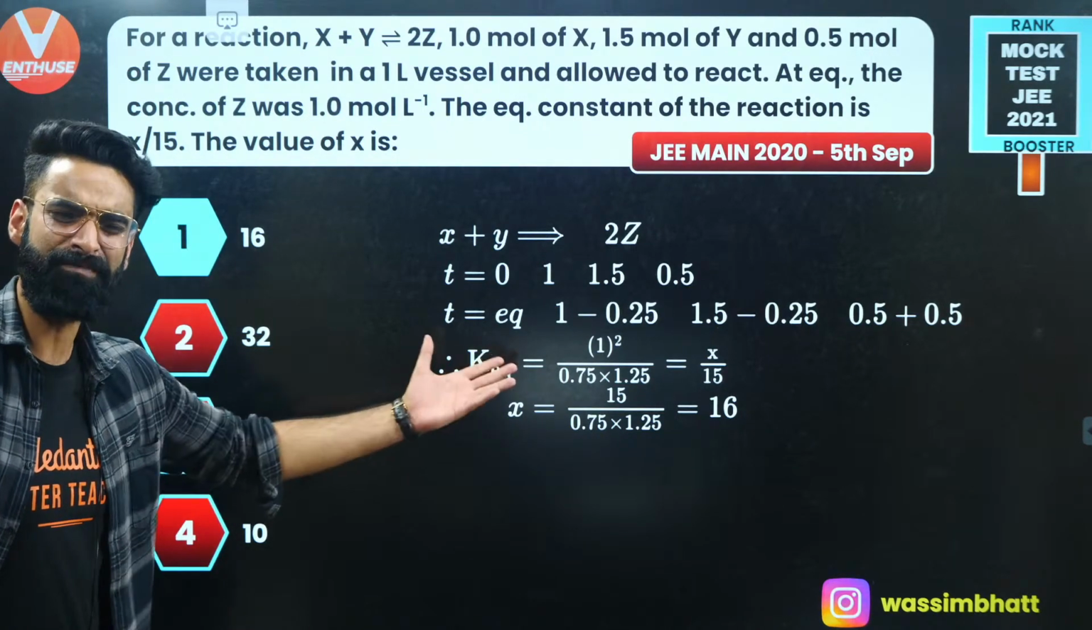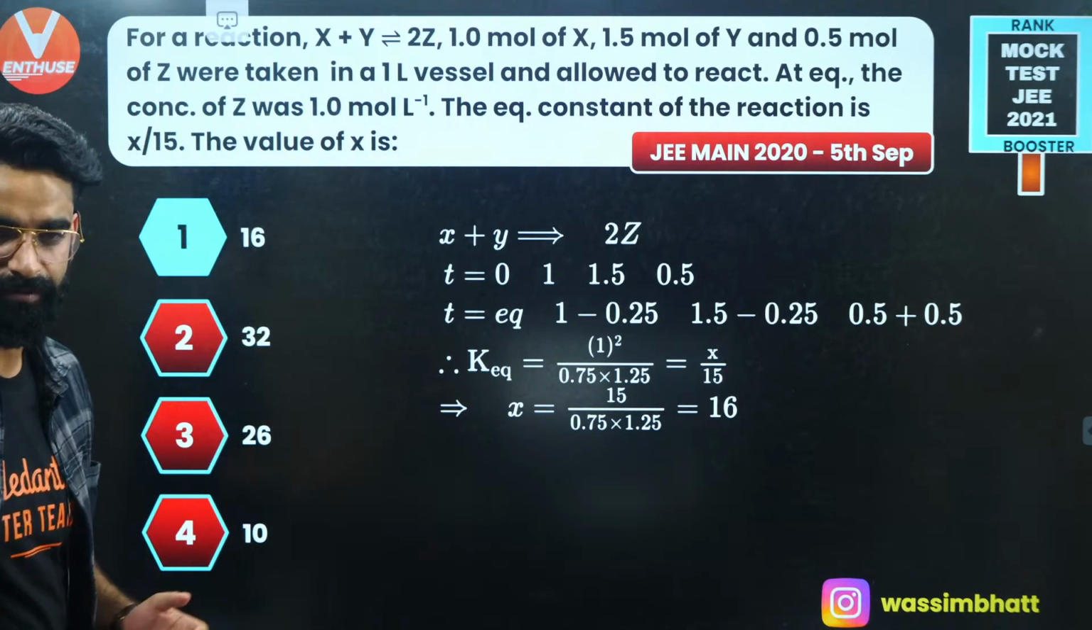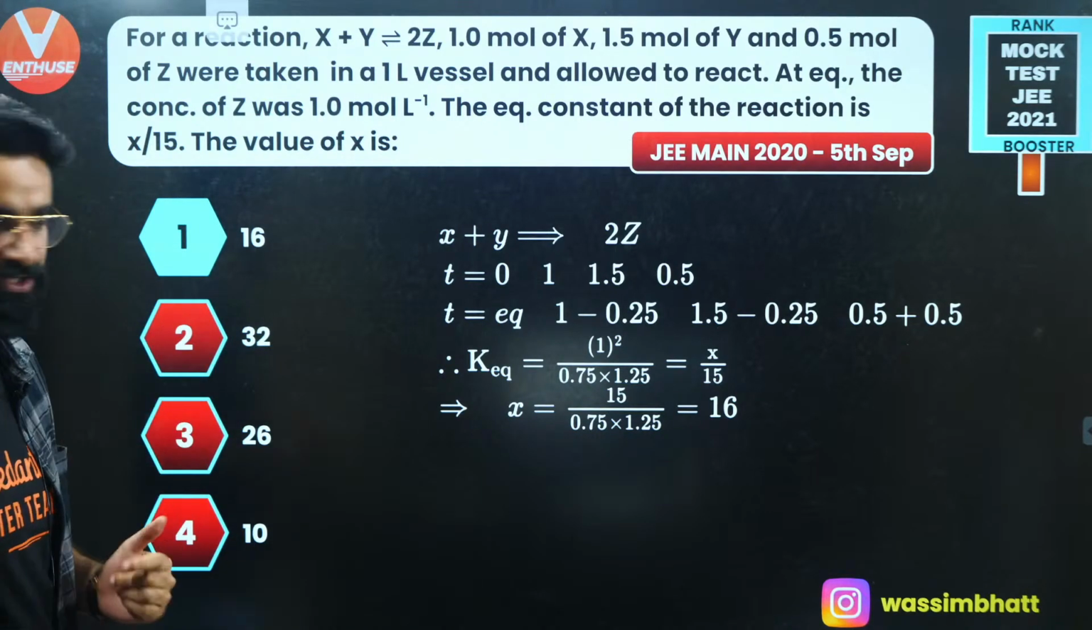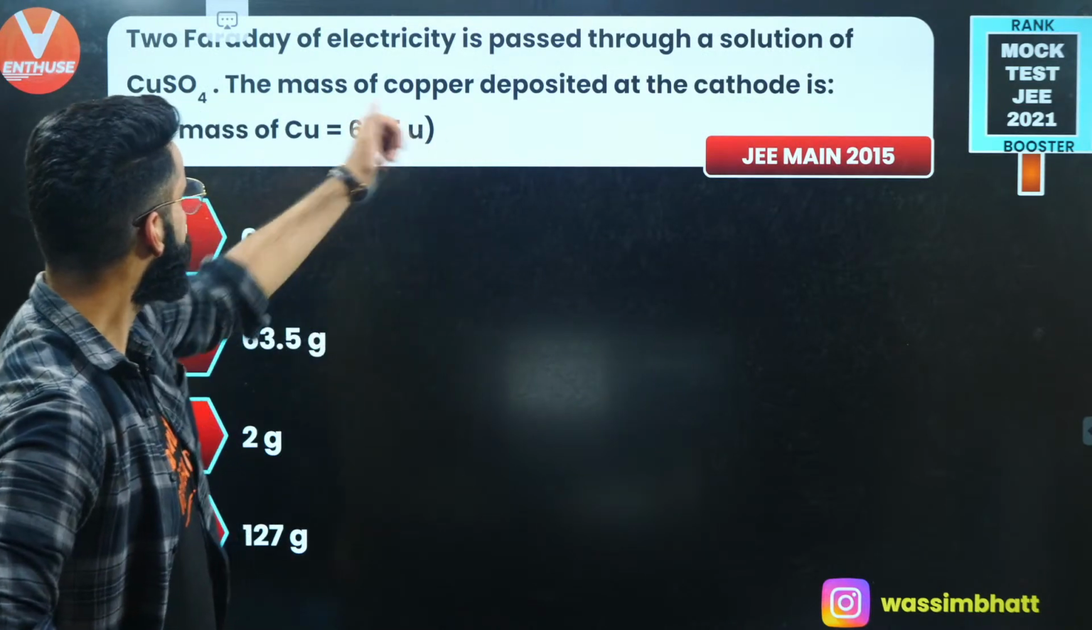Perfect, perfect, perfect. A simple question from chemical equilibrium, right? But the calculation was needed in this question, so you need to be really fast in the calculation as well. Perfecto. Moving on to one more question.